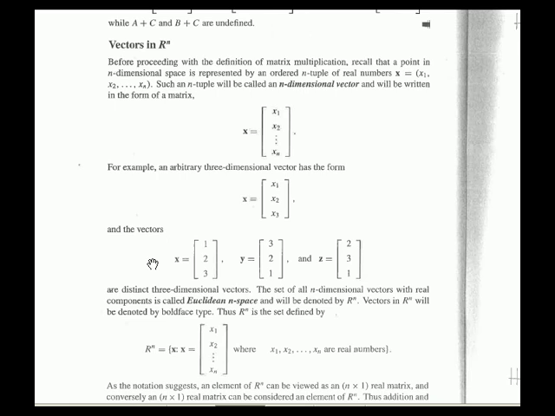Vectors can be considered as n by 1 matrices. If we think of a vector as being a matrix, it will be a column, not a row. In other words, it'll be n by 1 and not 1 by n. It's a vertical matrix.